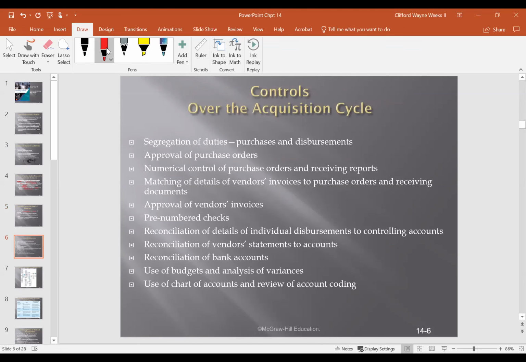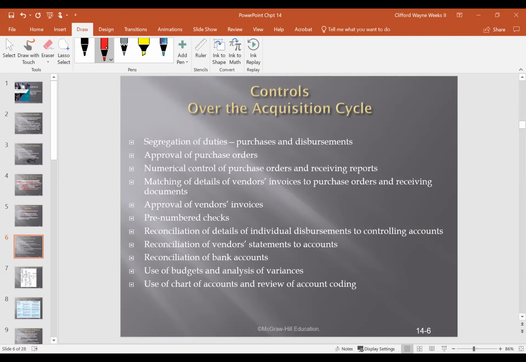So, the controls over the acquisition cycle. A lot of these carry through from other areas, but we want to have segregation of duties. We don't want one person responsible for approving, journalizing, posting, and paying. When I worked for Faith Writing Company, I did all those things. Can we just say Faith Brad and Company had zero controls, except for maybe the fact that we used a bank account where some third party was verifying the cash that we had?